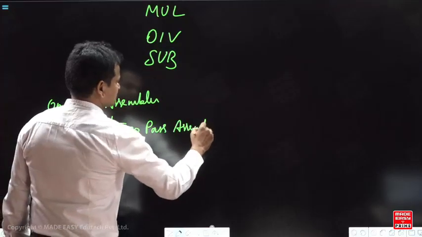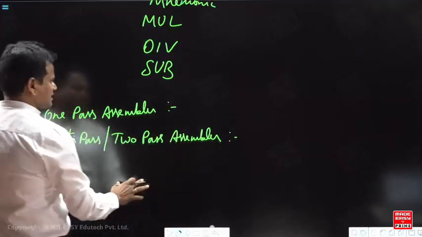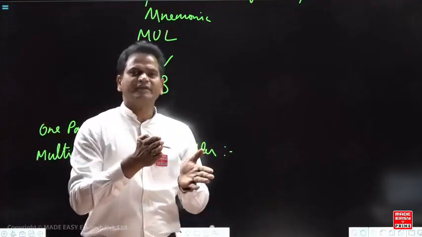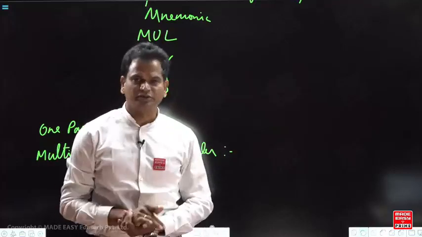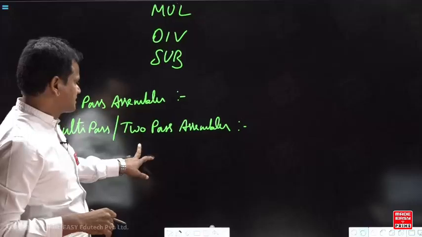The types of assemblers: one pass assembler and two pass assembler. One pass assembler means the whole conversion is done in one go. It takes the assembly language and converts it into machine code. That is a one pass assembler. What is a two pass assembler or multi pass assembler?